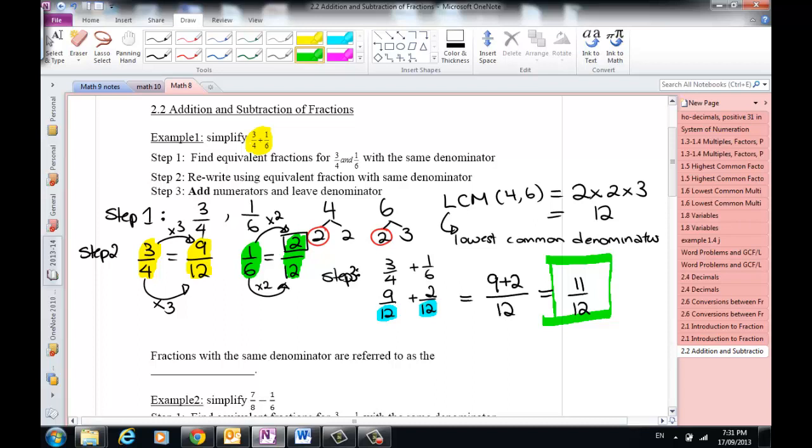Fractions with the same denominator are referred to as common denominators. And we use our method of lowest common multiples.